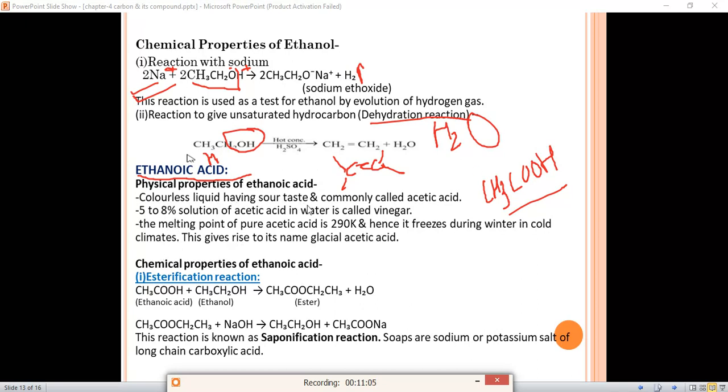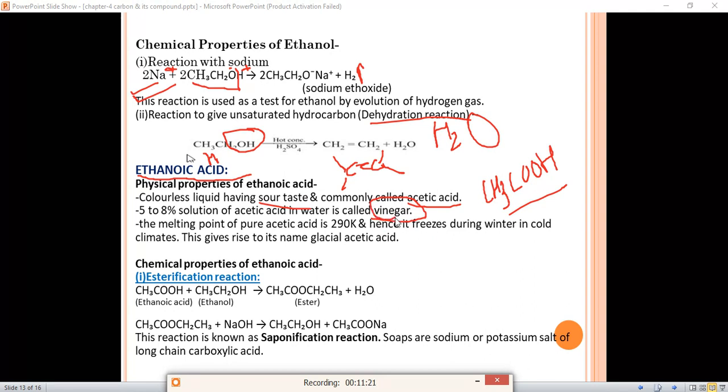Colorless liquid having sour taste and commonly called acetic acid. Since it is an acid, it has a sour taste. A 5 to 8% solution of acetic acid in water is called vinegar. What is the use of this vinegar? It is used as a preservative for making pickles, etc.